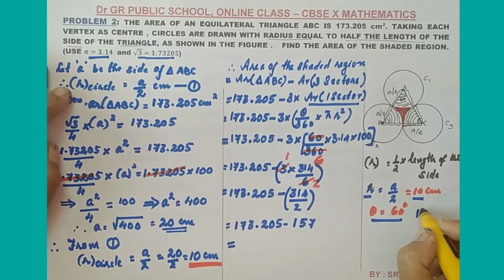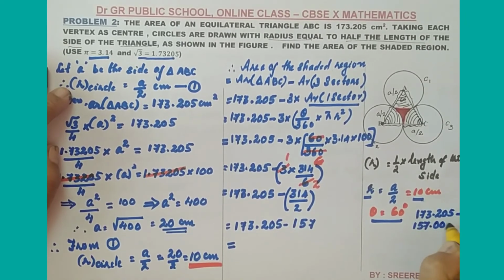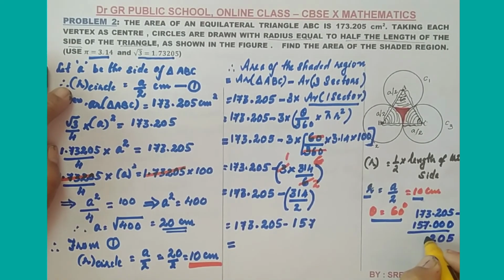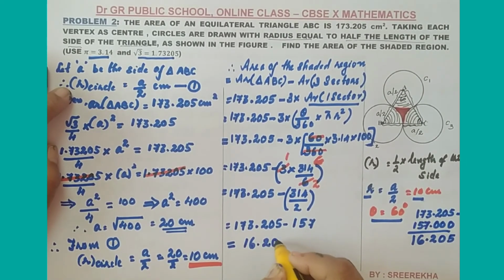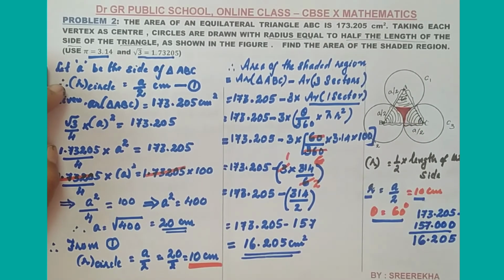Okay, listen here. 173.205 minus 157, you need to subtract like this. The decimal place needs to be aligned one below the other. 502 point. 13 minus 7, 6. Here remains 6 only. 6 minus 5 is 1. So 16.205 centimeter square. A very, very important question. So the area of the required region is 16.205 centimeter square.